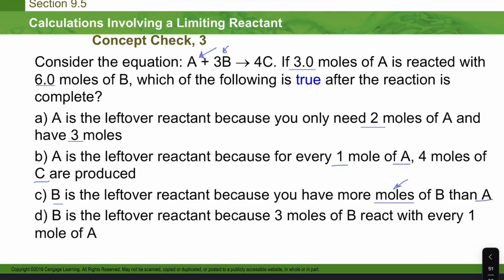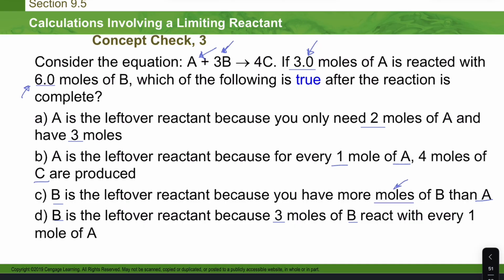Yes, I have more moles of B, but I need to use 3 times as much, and I do not have 3 times as much. B is the leftover reactant because 3 moles of B will react with every 1 mole of A. I have 6 moles of B, which would take up 2 moles of A.